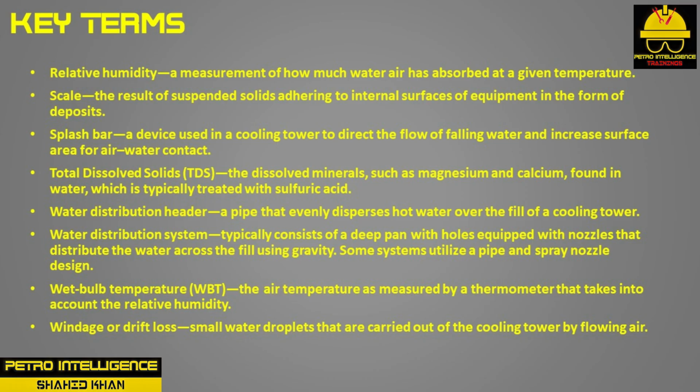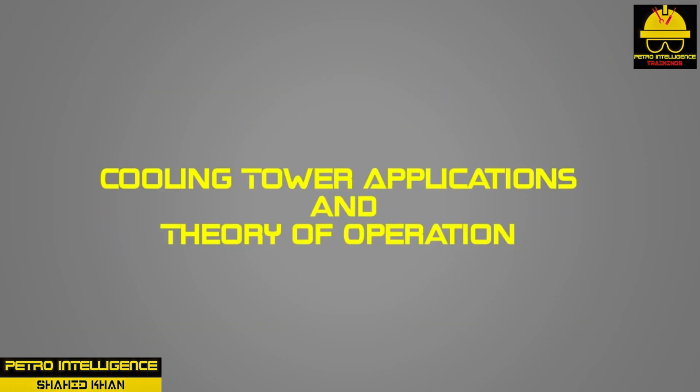Wet bulb temperature, WBT, is the air temperature as measured by a thermometer that takes into account the relative humidity. Windage or drift loss is small water droplets that are carried out of the cooling tower by flowing air.